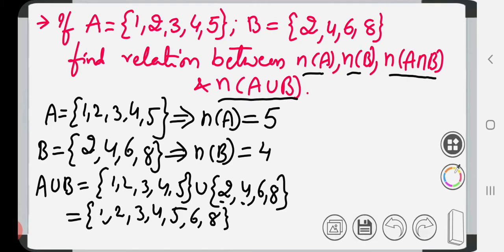Now n(A union B) is equal to, from this we get n(A union B) is equal to how much? 1, 2, 3, 4, 5, 6, 7 elements. So you have to write 7.